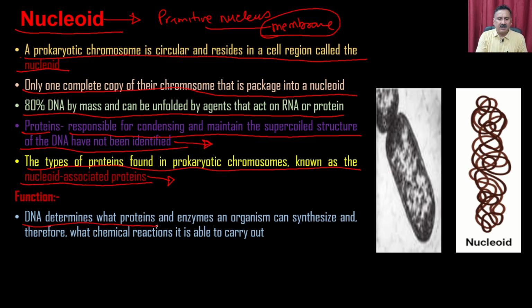DNA determines what proteins and enzymes an organism can synthesize, and therefore what chemical reactions it can carry out. So what is the function of the genome in any organism? It determines the proteome of that particular organism. It decides what different types of proteins and enzymes are going to be produced, and that's how it eventually decides the metabolism and the physiology of that particular organism.